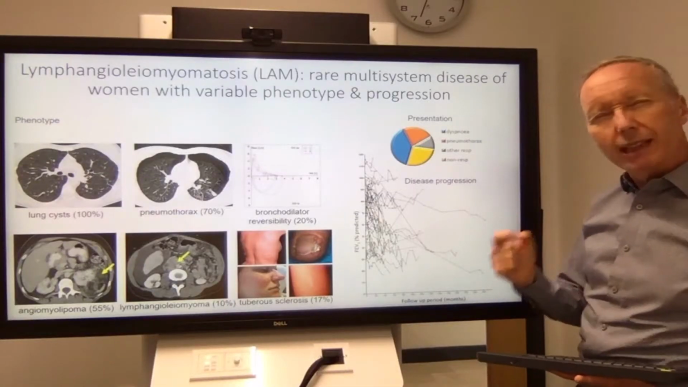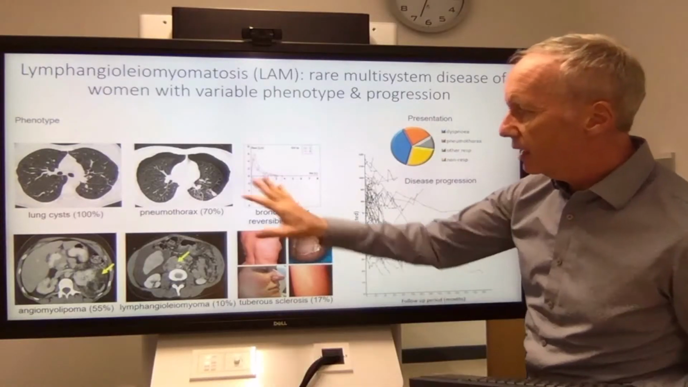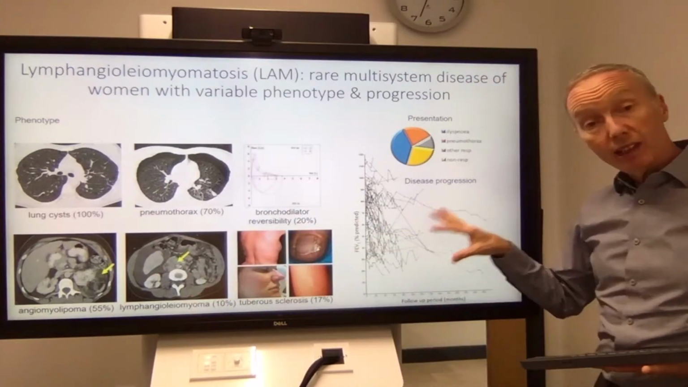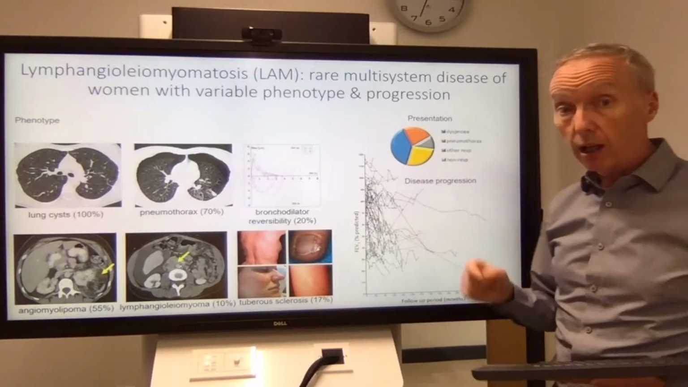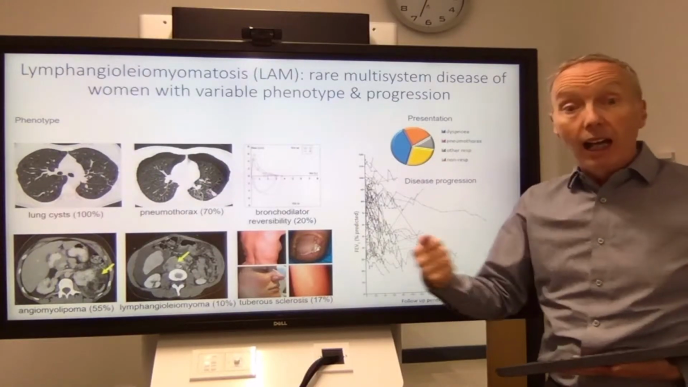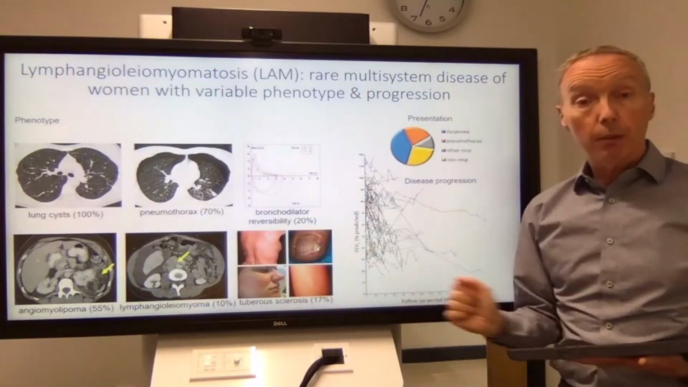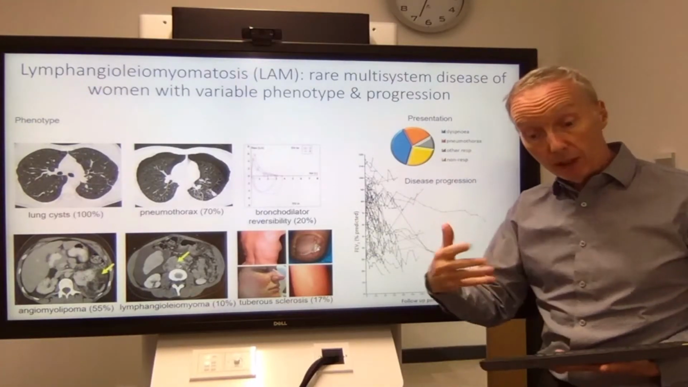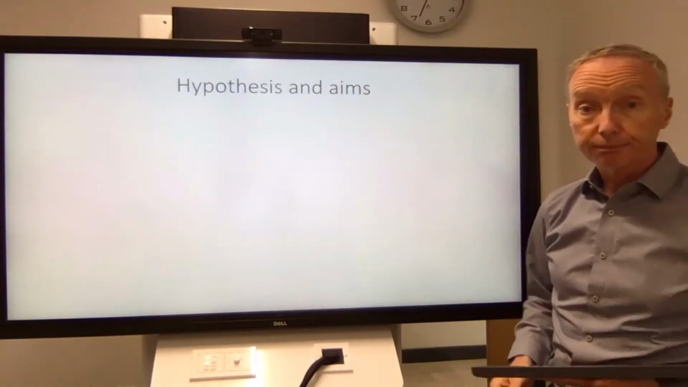So if we could predict when we first saw someone whether they were going to get pneumothorax, whether they needed surveillance for kidney tumours, what was going to happen to their lung function longer term, that would be a very helpful thing, A, to inform people about what was going to happen to them, and B, to make early treatment decisions.